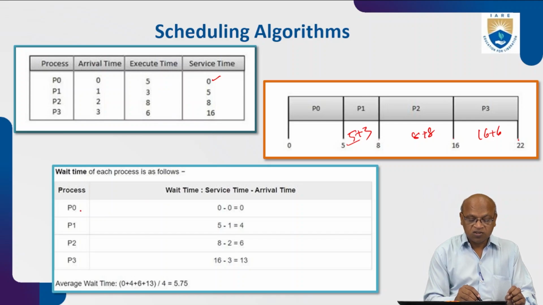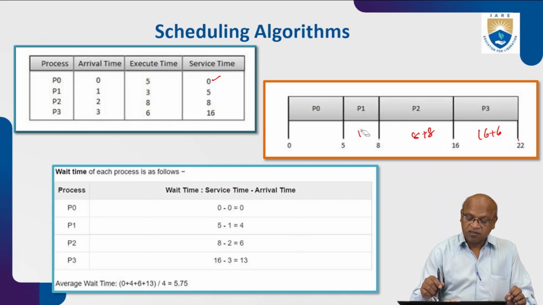So for process P0, waiting time equals service time minus arrival time. This is arrival time. So 0 minus 0, it is 0. So straight away it is entering into the CPU for execution. It is not waiting in the queue. So that is called service time.